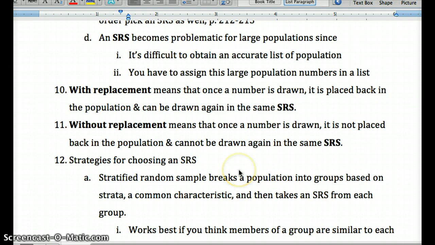So this is important to note whether you're going to want to use with replacement or without replacement. For your investigation on the Chapter 4 project, you're going to be doing it without replacement because we don't want to ask people the same question twice. It would likely make our sample less representative of the true population.